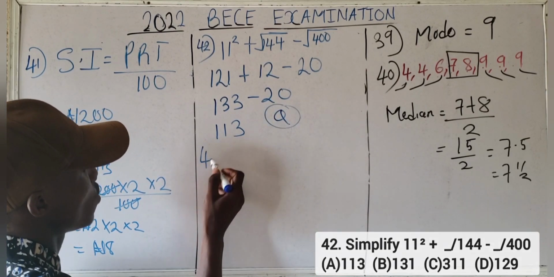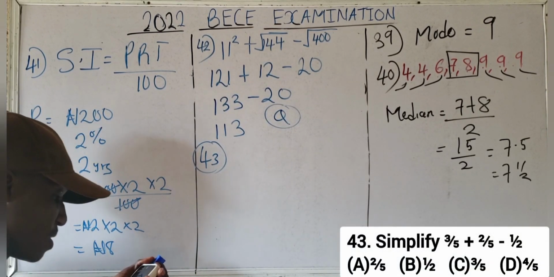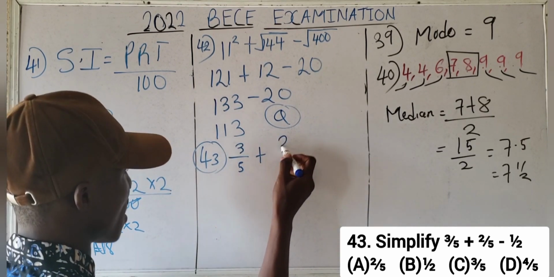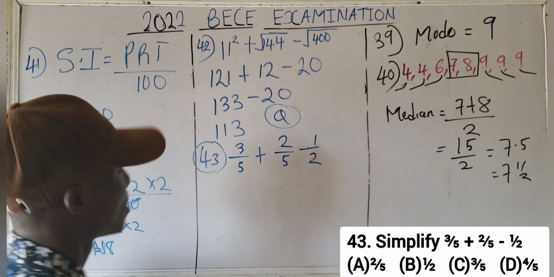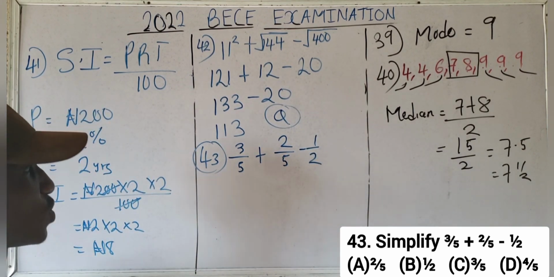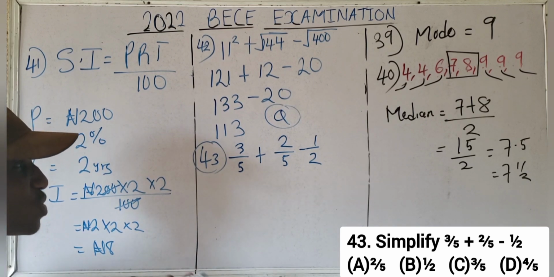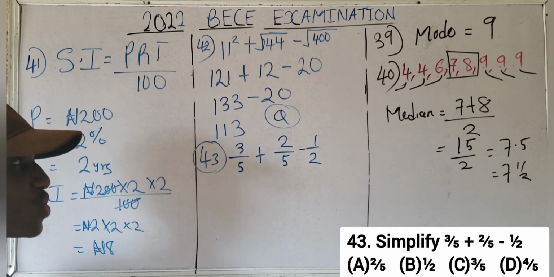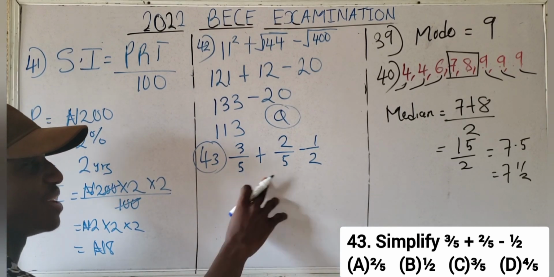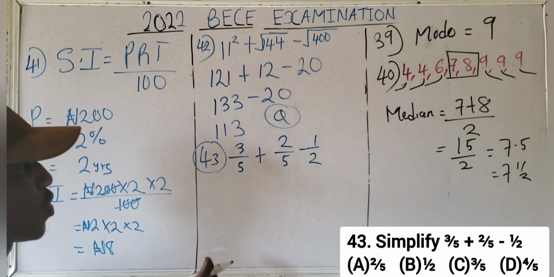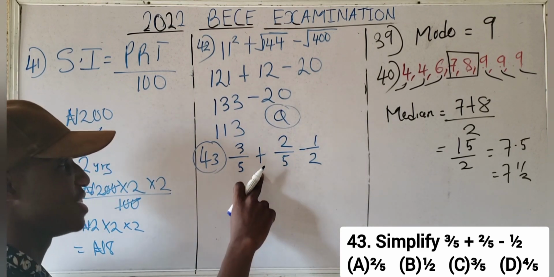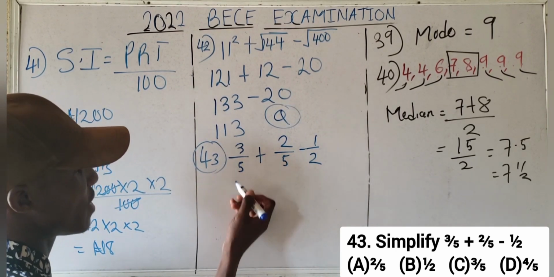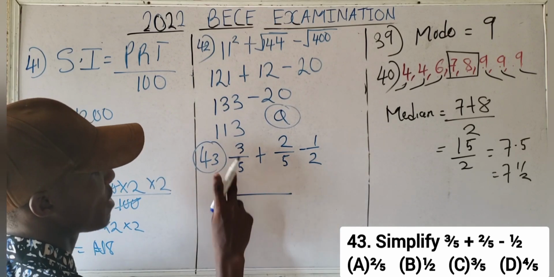You understand? Okay. So question 43, we have simplify 3 over 5 plus 2 over 5 minus 1 over 2. See, we are still going to use BODMAS. According to BODMAS, you have to first deal with division, then multiplication, then the addition sign, because there is no division and no multiplication. So you have to deal with the addition sign first before the subtraction sign. Since there is an addition sign between 3 over 5 and 2 over 5, I'm going to first deal with these two fractions. So let us deal with 3 over 5 plus 2 over 5.